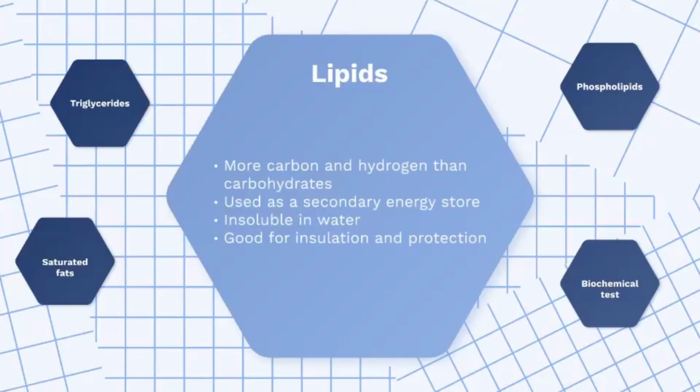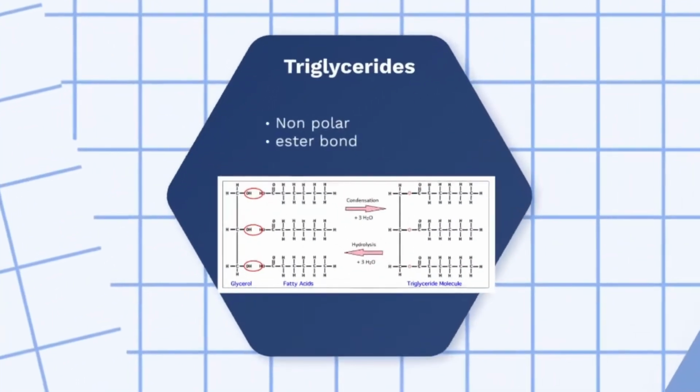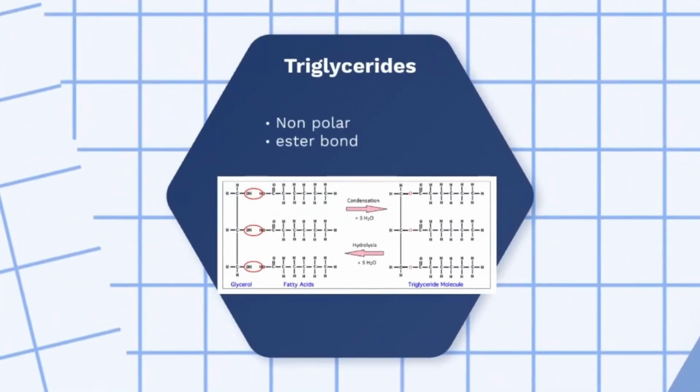Triglycerides include fats and oils, and they're the most common type of lipid that's found in the body. Lipids are made up of hydrocarbon chains, but they don't contain many hydroxyl groups or OH groups. This means that they are non-polar, and this means that they do not dissolve well in water.